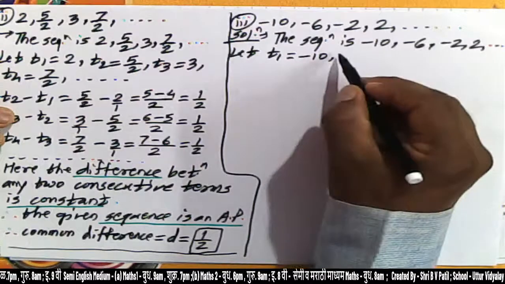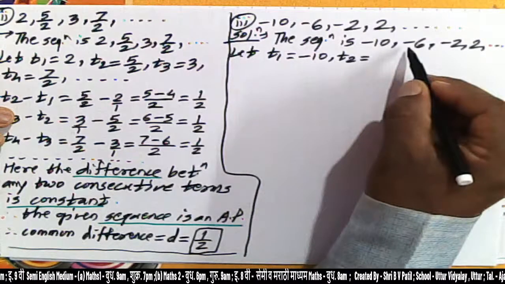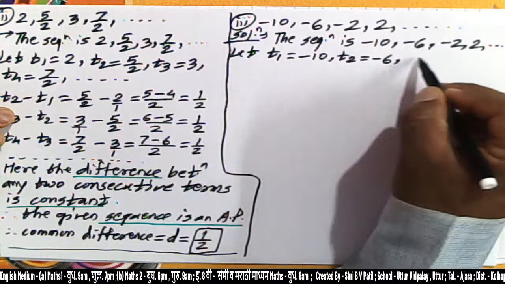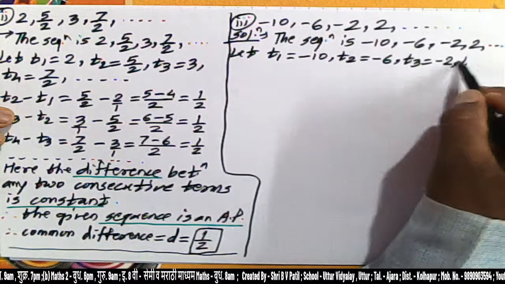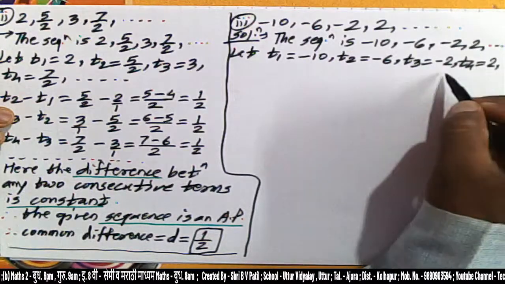Then second term denoted by T2 and its value is minus 6. Third term is T3, its value is minus 2. And fourth term is 2, and so on.